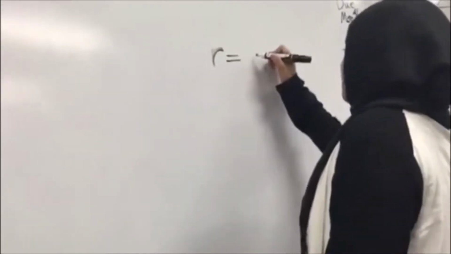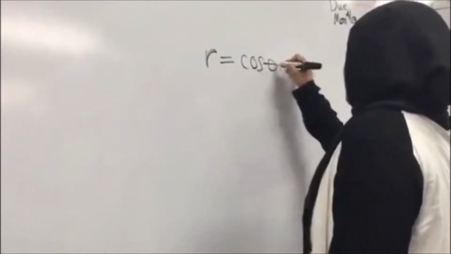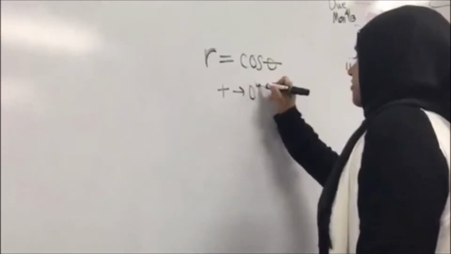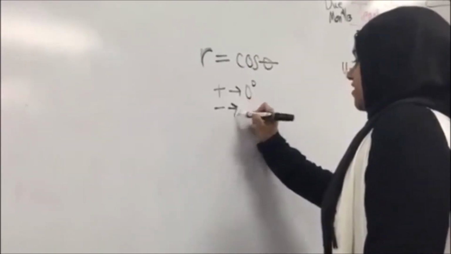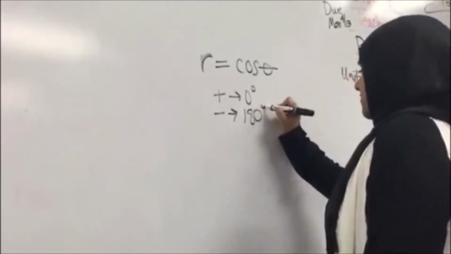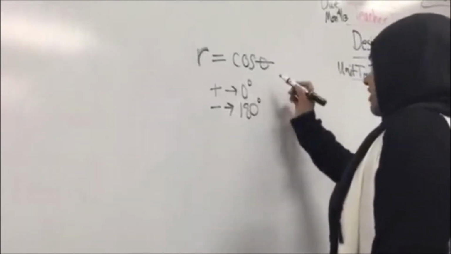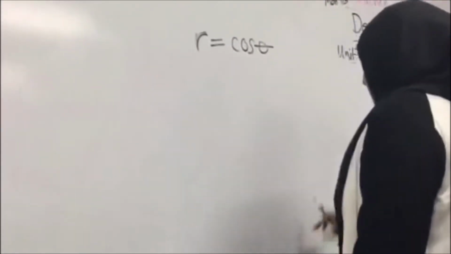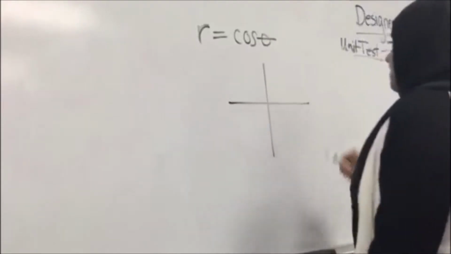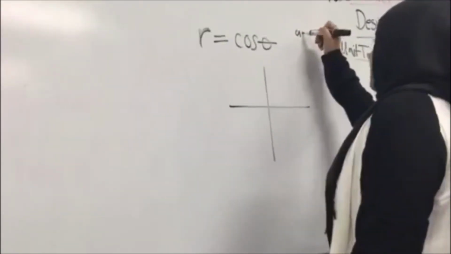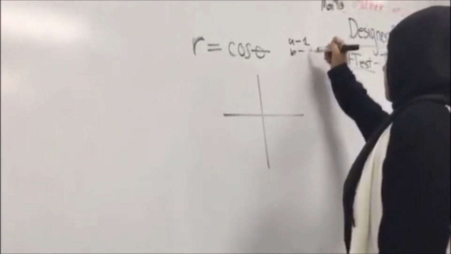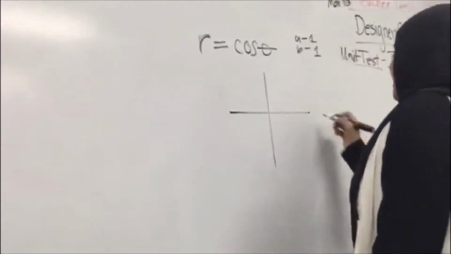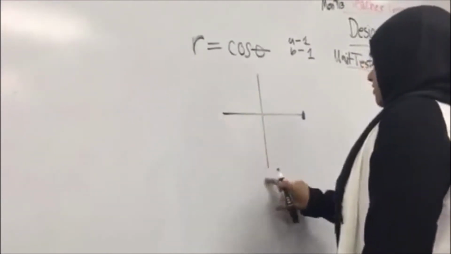First, we're going to do R equals cosine theta. If cosine is positive, then you start at 0 degrees. If cosine is negative, you start at 180 degrees. Since we're graphing cosine theta, it's positive, and we're going to start at 0 degrees. So the values of A and B in this equation are 1. So we're going to have only one petal, and it's going to be 1 long.